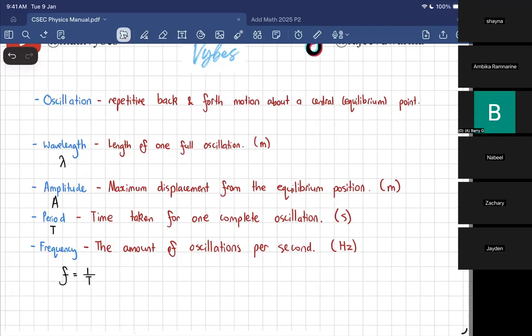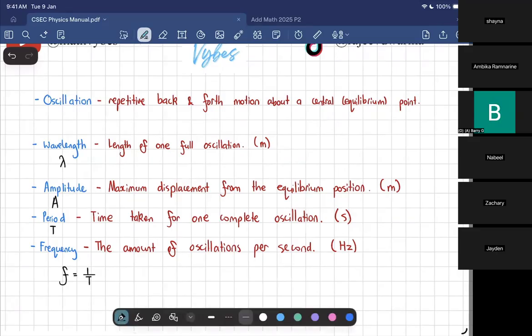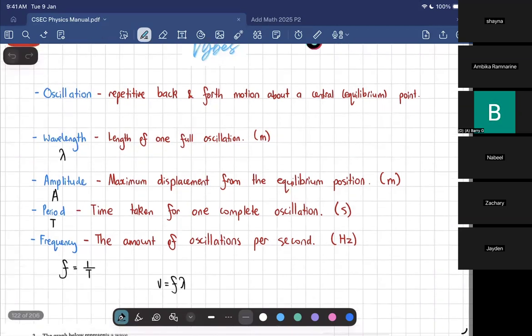Right, so when you have this locked in, let me know. We'll be ready to do some questions. I promise it's not that hard. And the formula that you need to be familiar with is V is equal to F lambda. And what exactly does V stand for? V stands for the velocity of the wave.